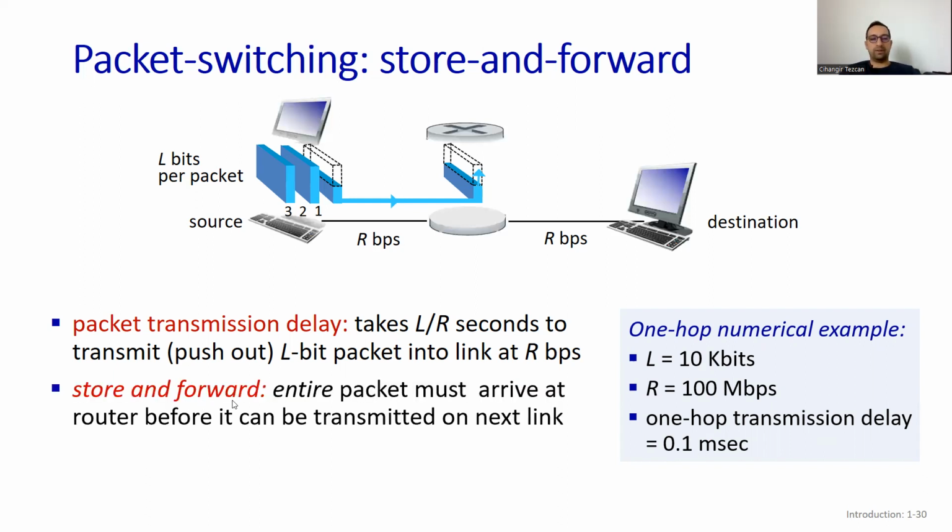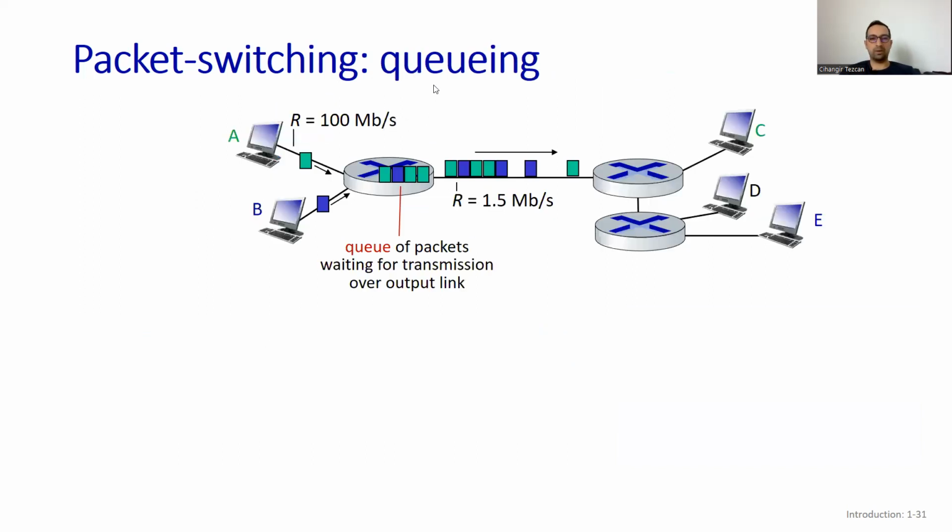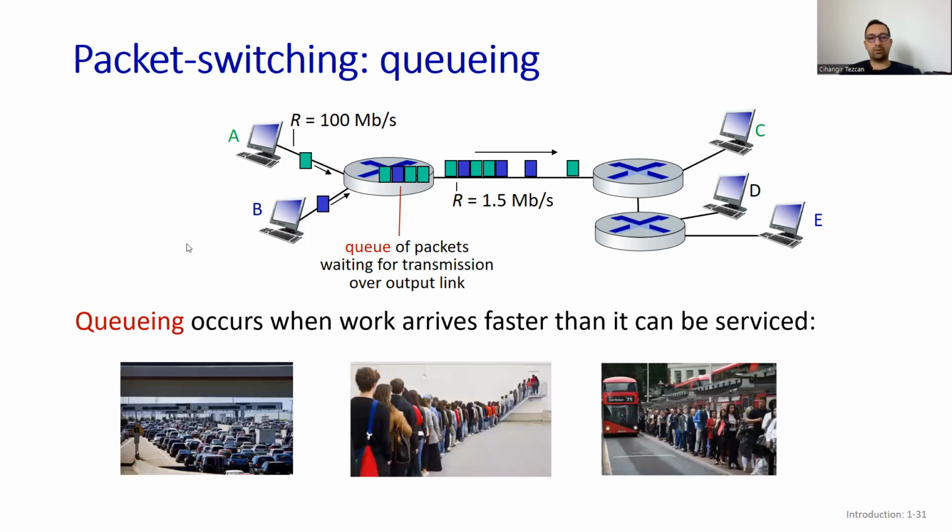As I mentioned, store and forward is as follows. The entire packet must arrive at the router before it can be transmitted on the next link. Okay. So if a lot more packets reach the router, then they have to wait in a queue. This is what we call queuing. A queue of packets waits for transmission over the output link, because maybe packets are arriving a lot faster than the speed of your link, so they have to queue up here. So queuing occurs when work arrives faster than it can be serviced.